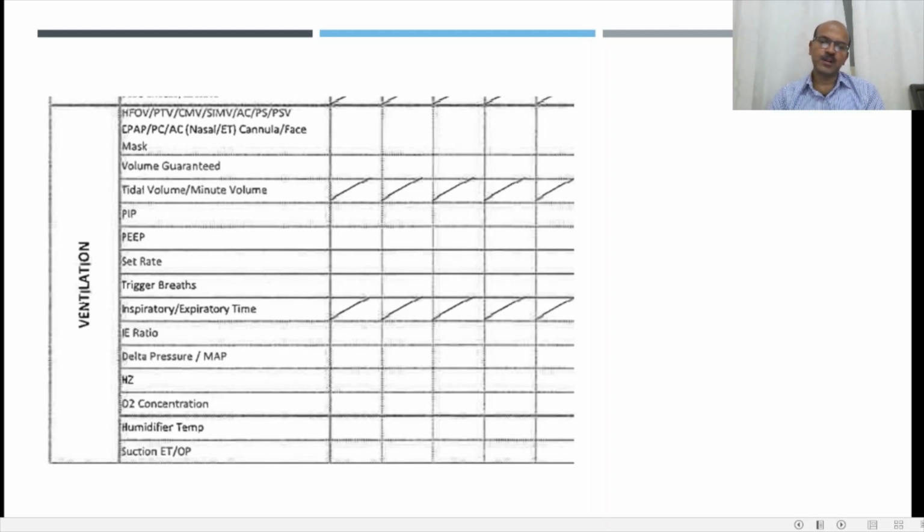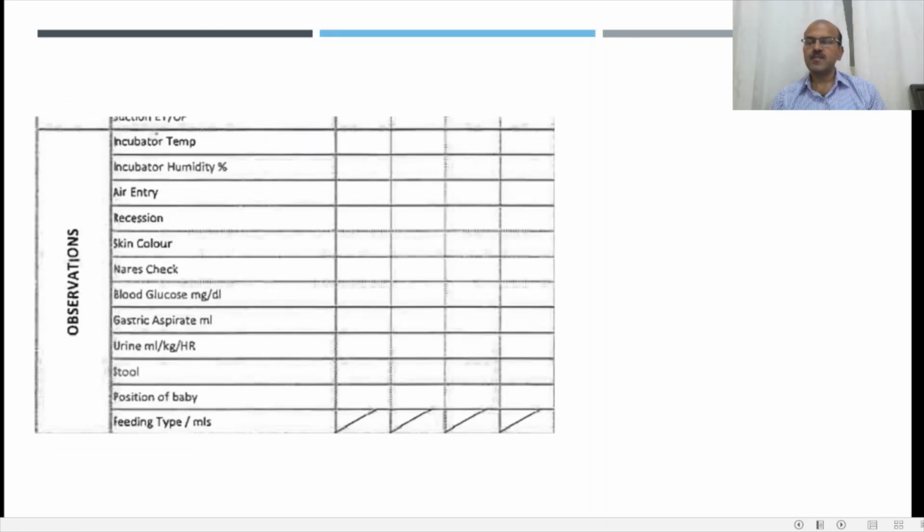Humidifier, it's always important to include this in the hourly check as well. So you check if the water is running out, you would fill it, and if the baby has suction, endotracheal, oropharyngeal, you would enter it here as well with these abbreviations. The observations include incubator temperature, incubator humidity, air entry, presence of recession, skin color, check of the nares to avoid injury, blood glucose in milligrams per deciliter. If there is any gastric aspirate, the urine output is measured here, the stool output is entered here, and positioning is important to rotate the position as possible.